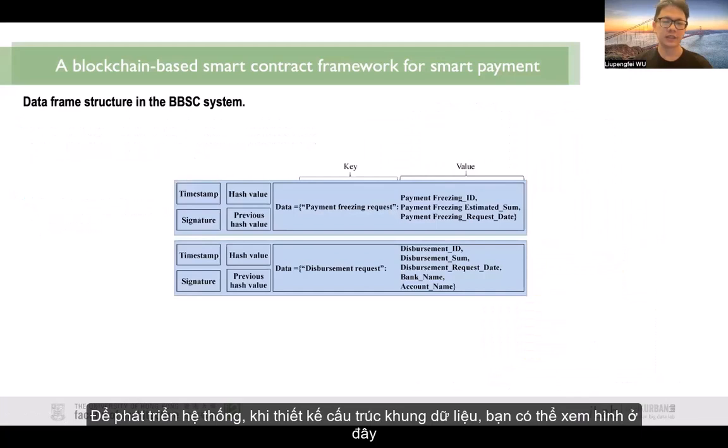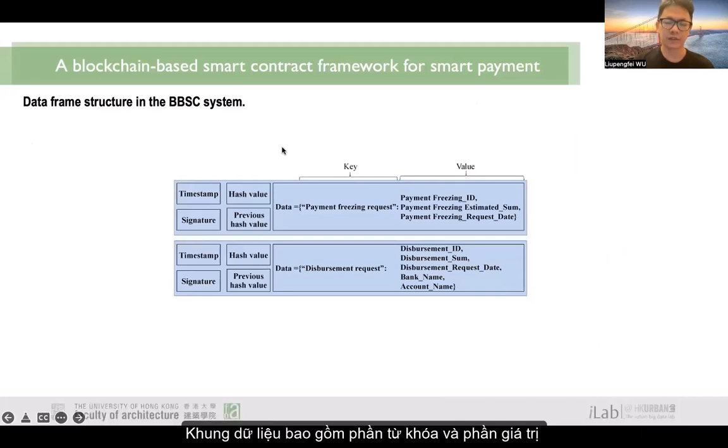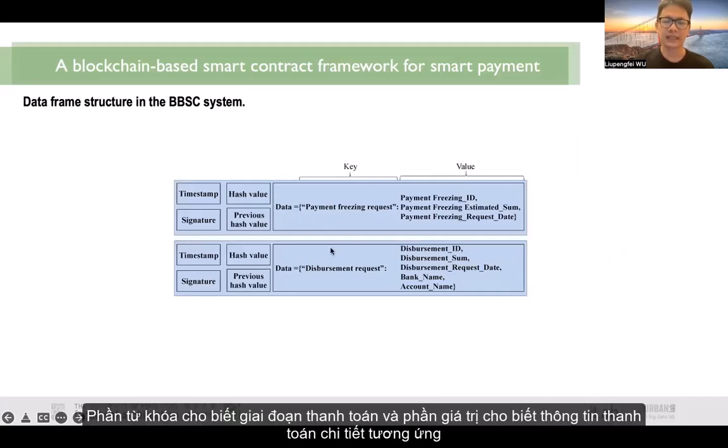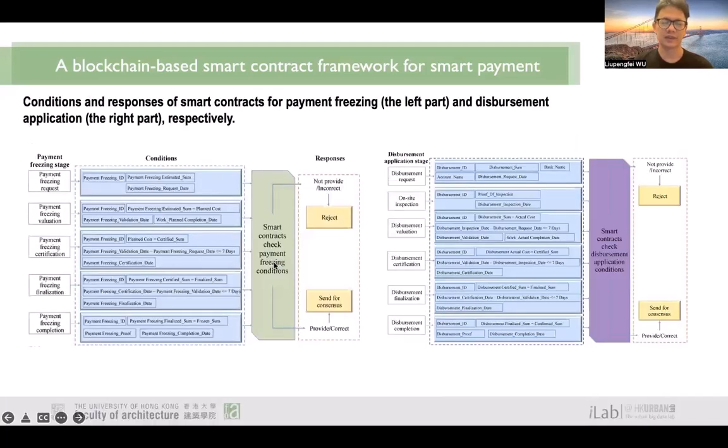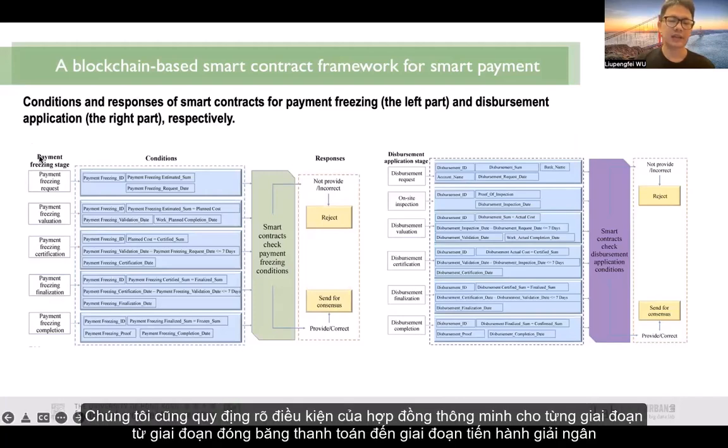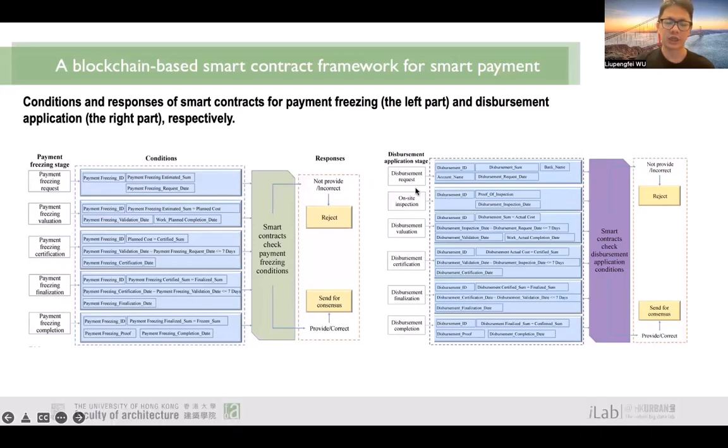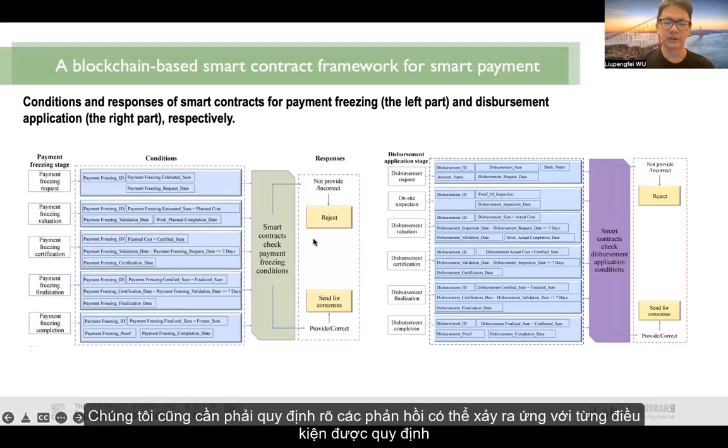In order to develop a system, we need to design the data frame structure. As you can see from the figure here, the data frame includes a key-value pair. The key indicates the payment stage, and the value indicates the detailed payment information. It also includes the time stamp, hash value, signature, and previous hash value. We also need to write the conditions of the smart contract for each payment freezing stage, as well as the disbursement application stage, and write the predefined response for each of these conditions.